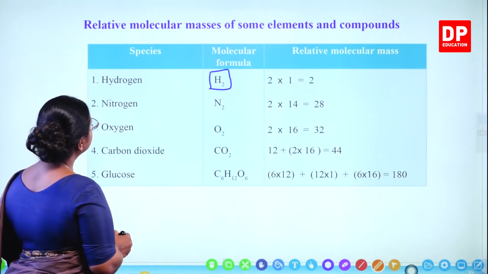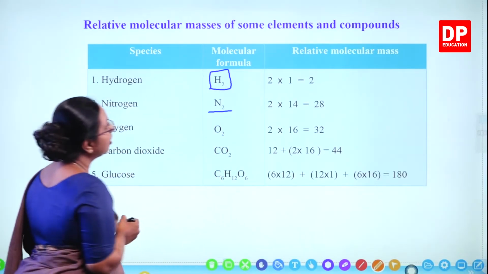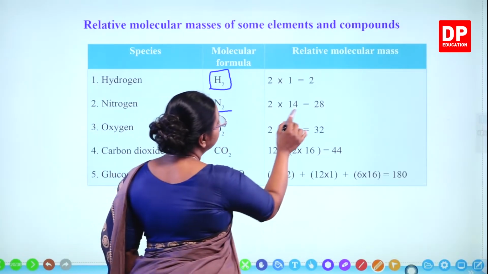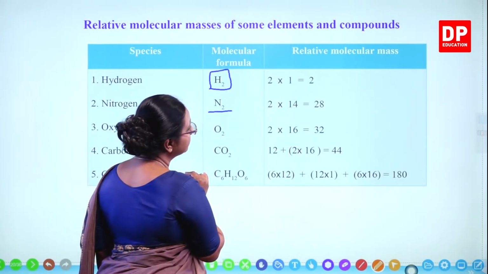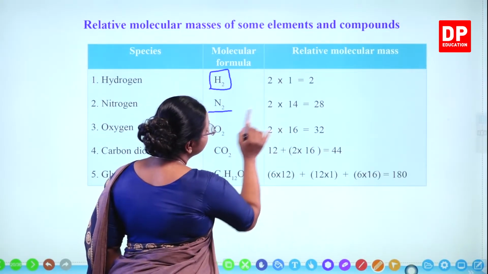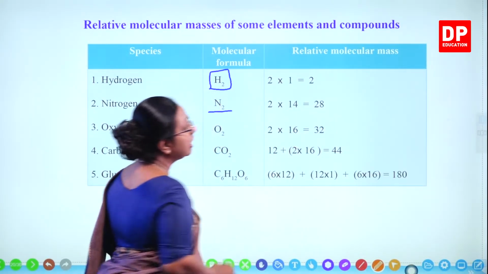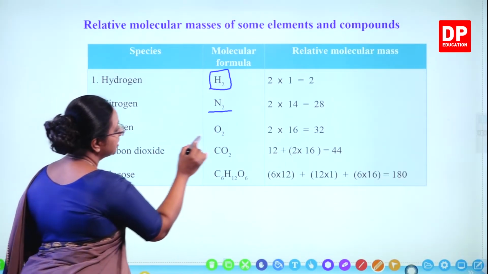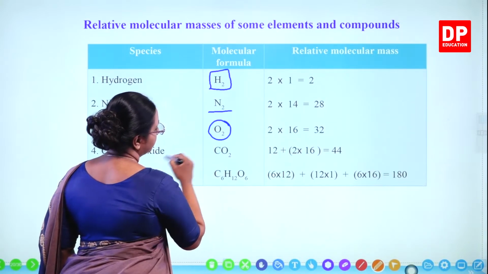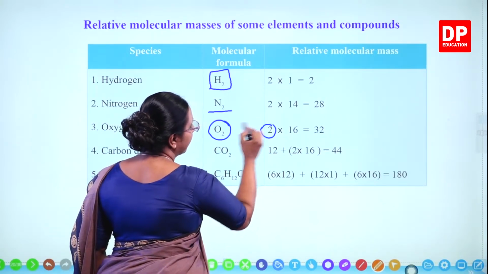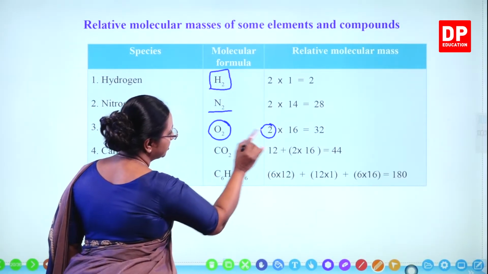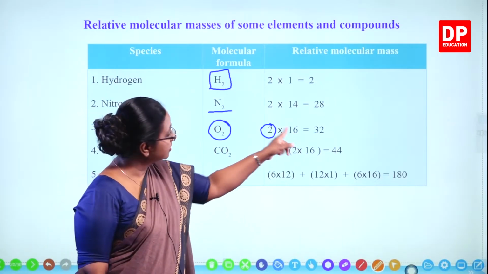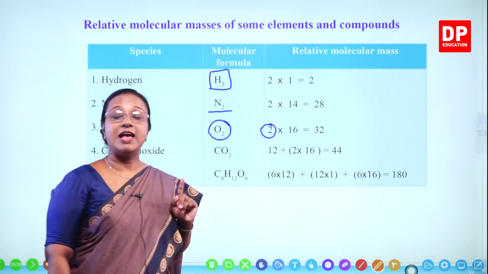Then if we take nitrogen, the molecular formula is N2. So N2, nitrogen is 14 relative atomic mass. So you multiply by 2, 2 into 14, 28. Then if we take oxygen, oxygen again is O2. So here you can see we multiply the relative atomic mass of oxygen by 2. Relative atomic mass of oxygen is 16. 16 multiplied by 2, you get the value 32.